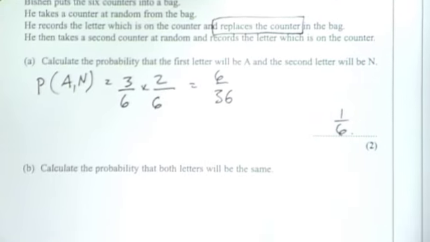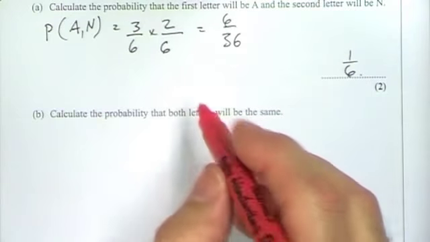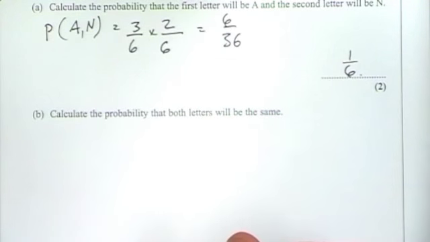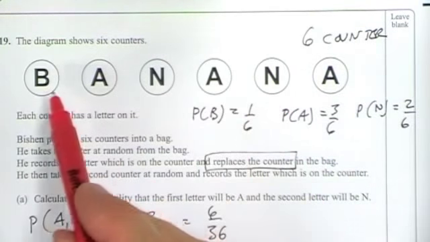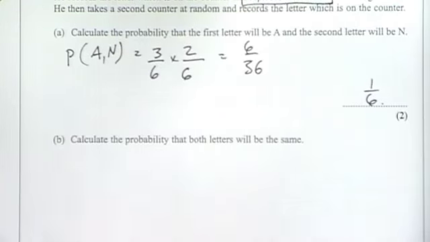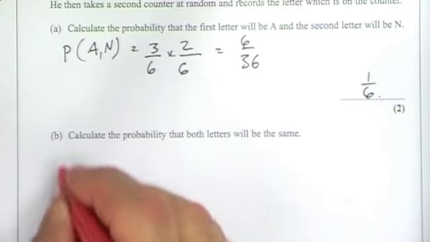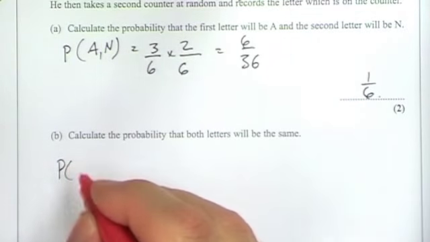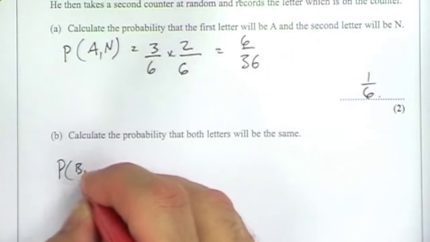The second question is a bit more involved because it says calculate the probability both letters will be the same. So I'm picking a letter, putting it back, picking another letter. Well, there's 3 letters here to start with, so I could either get a B followed by a B, an A and an A, an N and an N. So I need those 3 options down. So I write them here. I prefer to write them down vertically. I can get a B followed by a B.